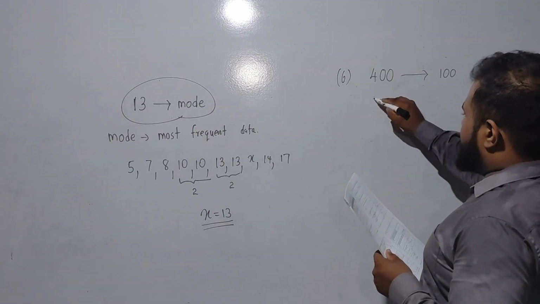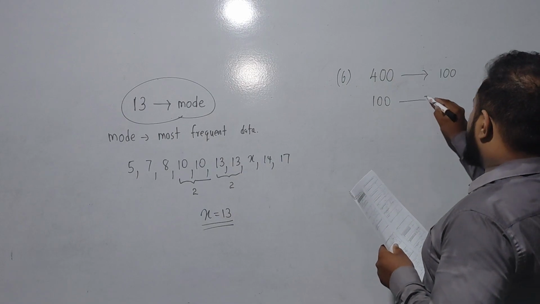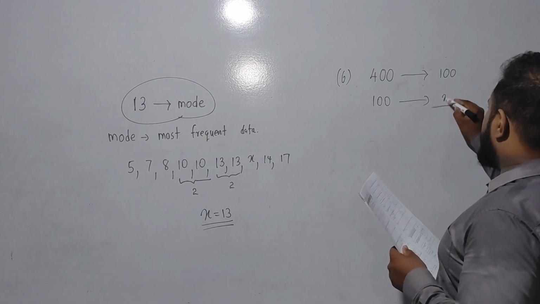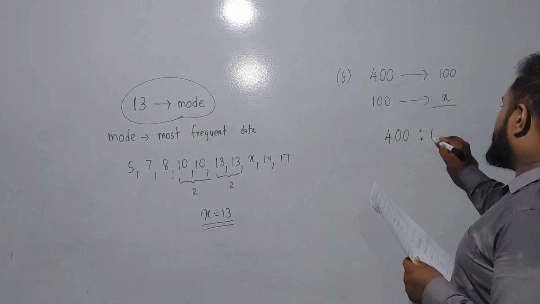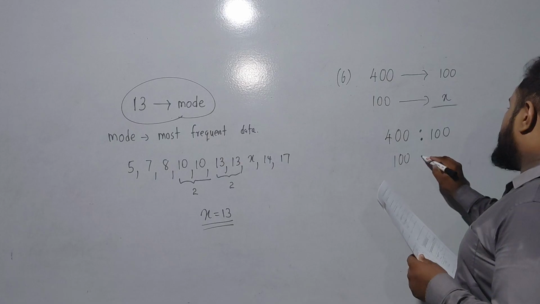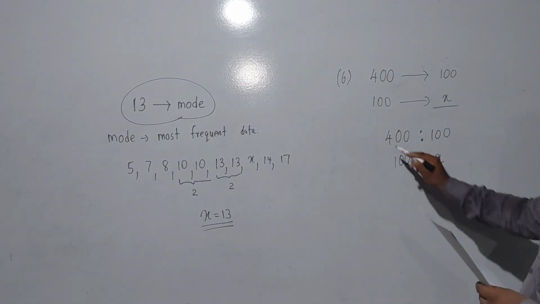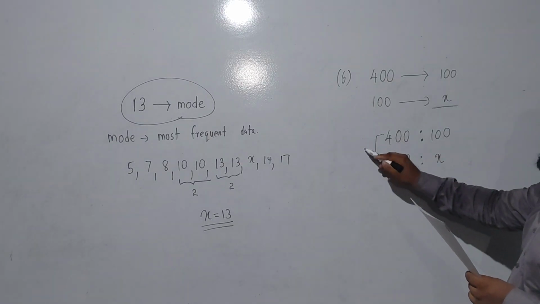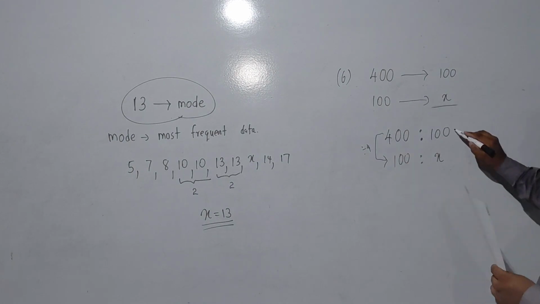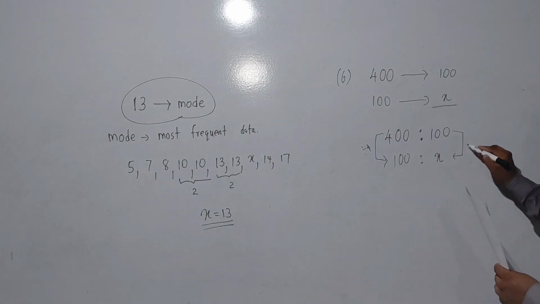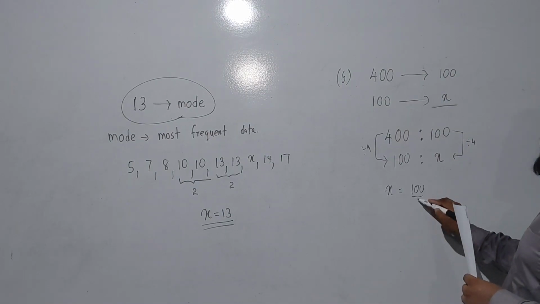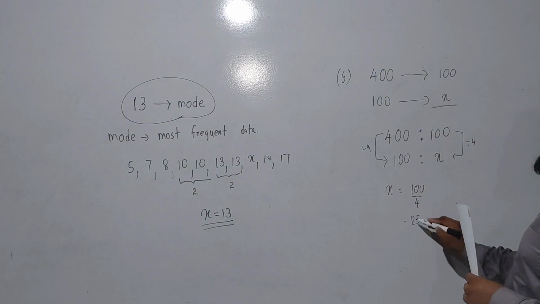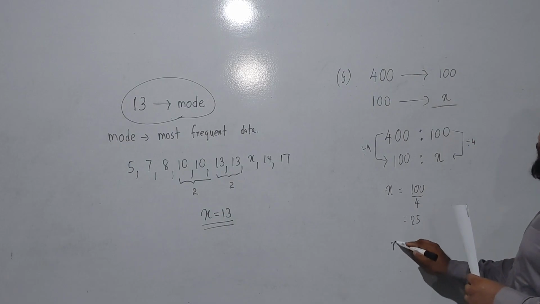Percent means per 100. What is the profit for 100? Let's make it x. Now it's like an equivalent fraction. 400 is to 100 as 100 is to x. This 400 becomes 100 by dividing by 4, so 100 should be divided by 4 to become x. So x equals 100 divided by 4, that means 25. So what is the profit percentage? 25%.